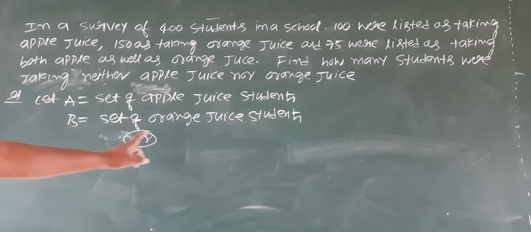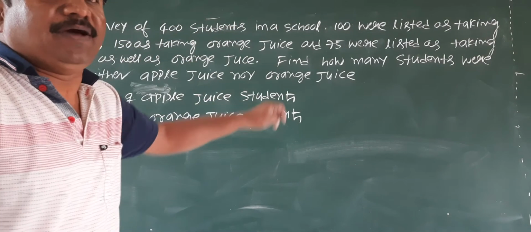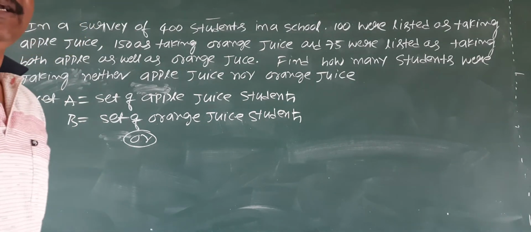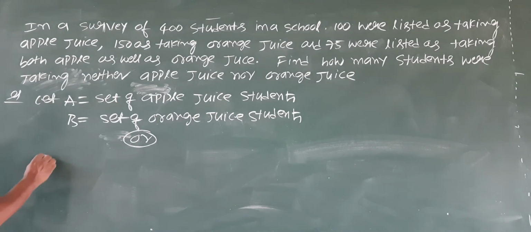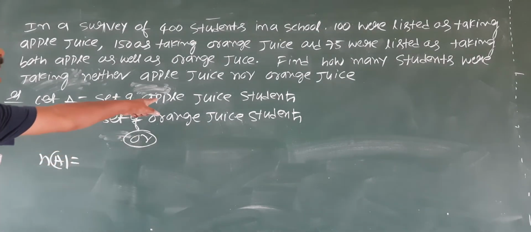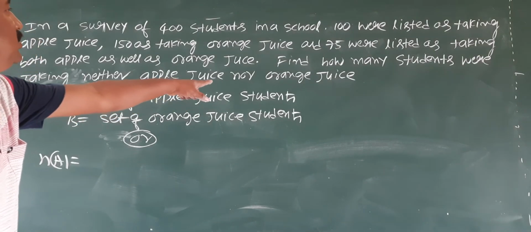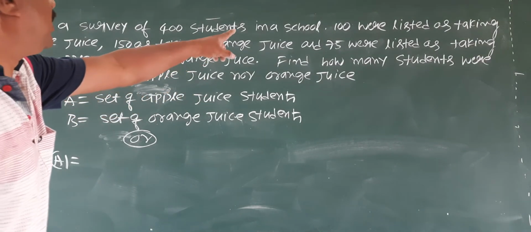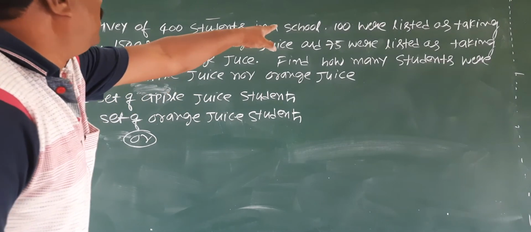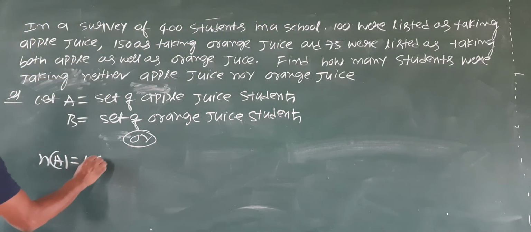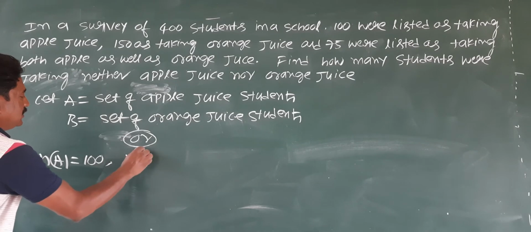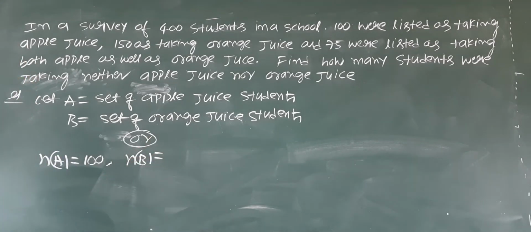Now let us solve the same problem by using direct method. So tell me now, students, the number of elements in A. A means the set of apple juice. How many students wish to take apple juice? 100 were listed as taking apple juice. So n(A) is 100.